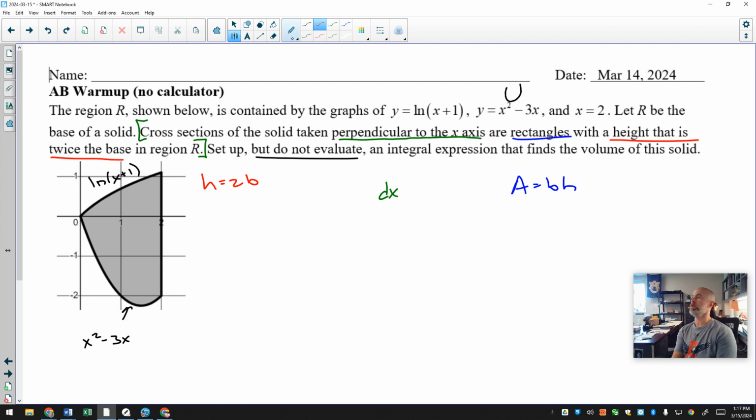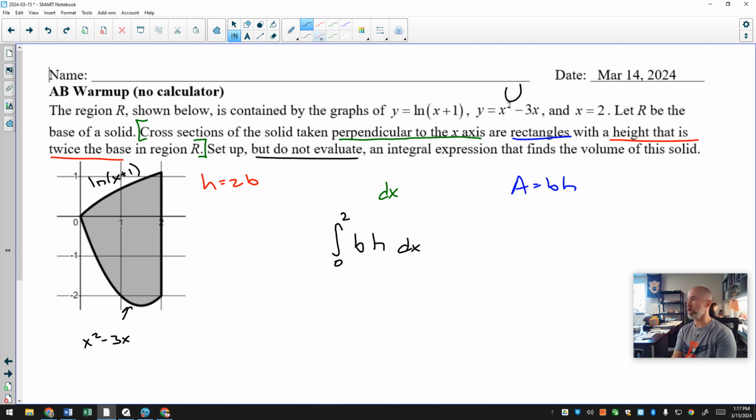Good. So far, with just that information, we can set up our antiderivative in extremely generic terms. The antiderivative of b times h dx. And then limits of integration. If it's dx, we're going from 0 to 2. How do we feel? Right? Now, we're not done. We have to have our expression in terms of x. So now we have to ask, what is the base and what is the height?